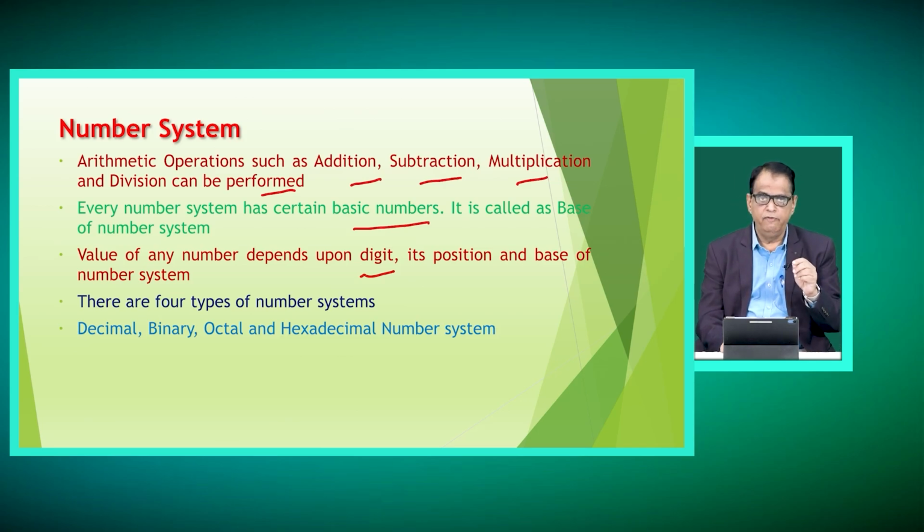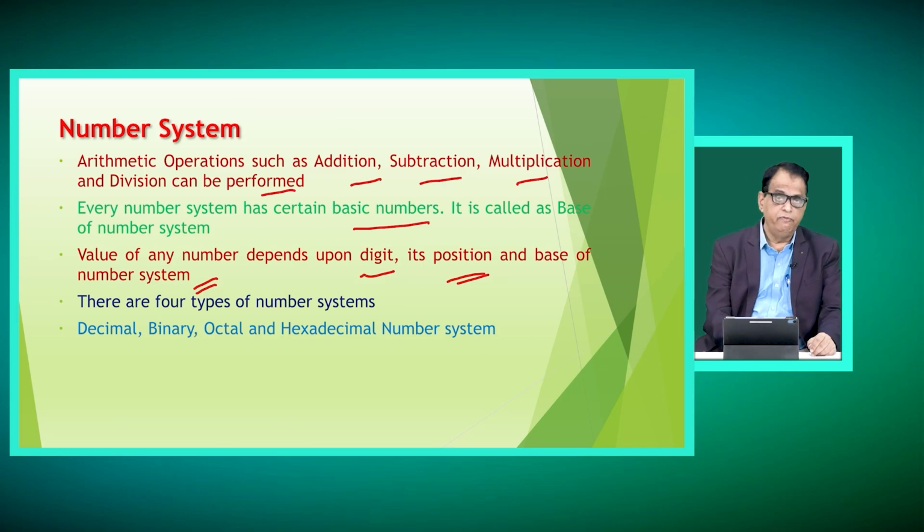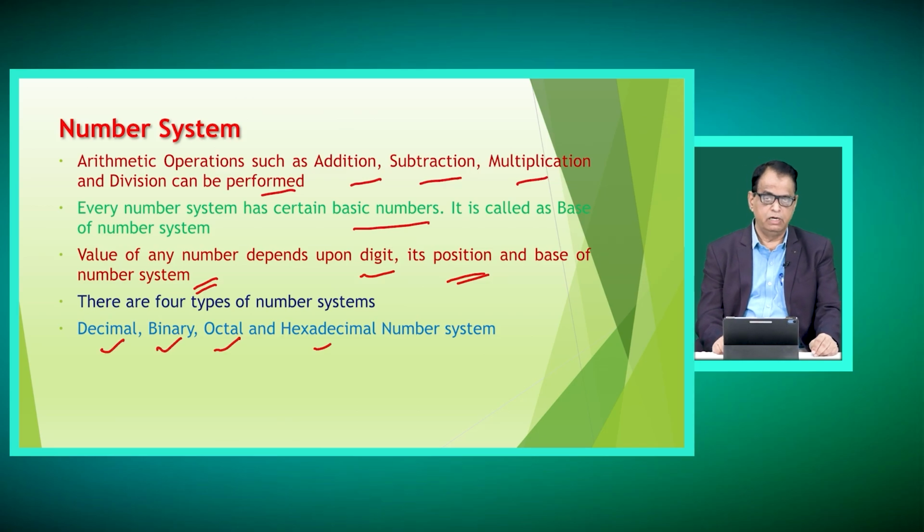So where actually we are making the use of that digit, you will find that depending upon the position and depending upon the base of the number system, every digit will have a different value at the different position. And as far as number systems are concerned, you will find that there are 4 types of number system that can be commonly used. One is the decimal, another is the binary, third is the octal, and the fourth one is the hexadecimal number system.